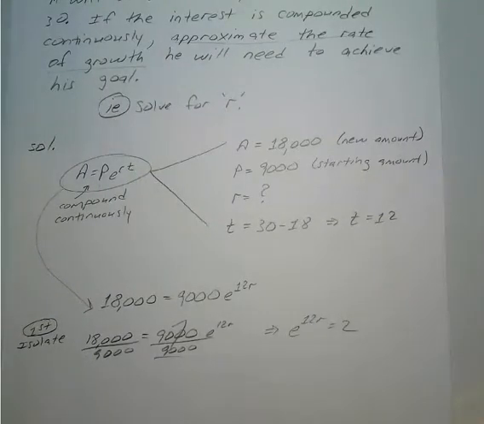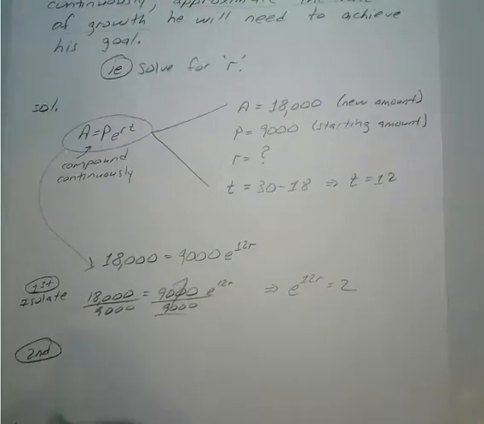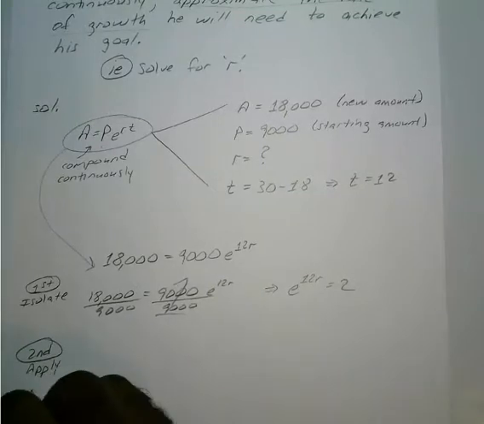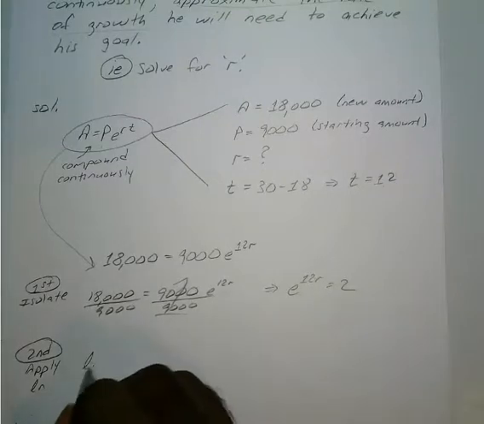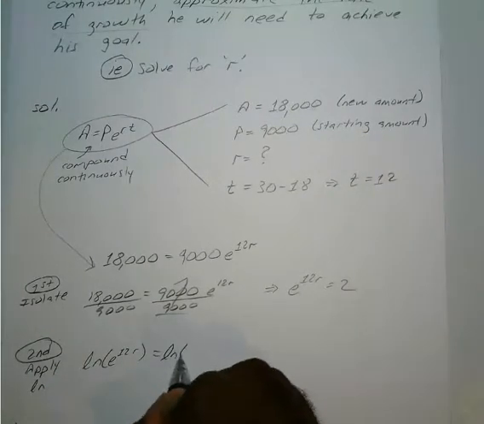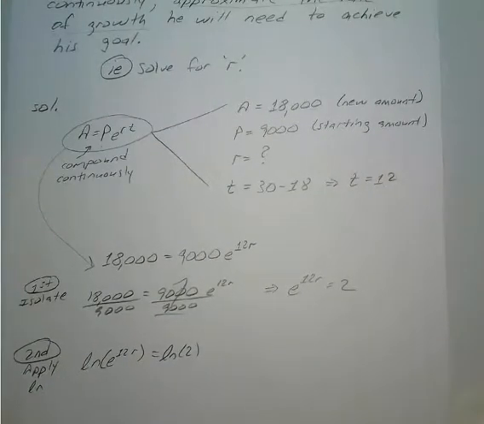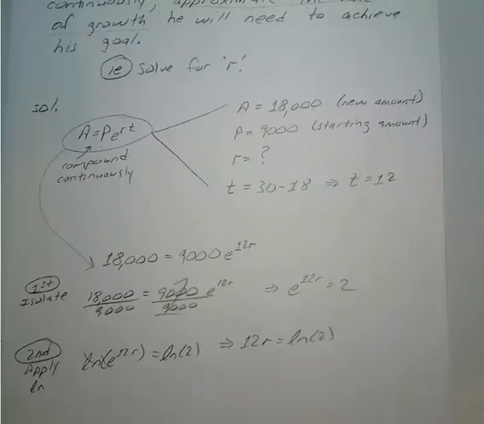Okay, so now we have our second step. We apply our natural log. If we have e to the 12r equals 2, that means you have natural log of e to the 12r equals natural log of 2. All right, so the natural log and the e here cancel each other out. So we end up with 12r equals natural log of 2.